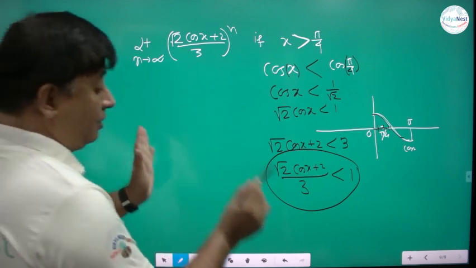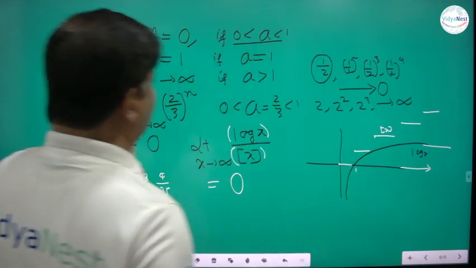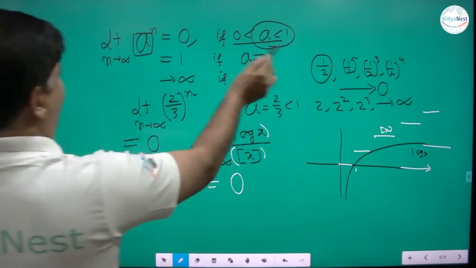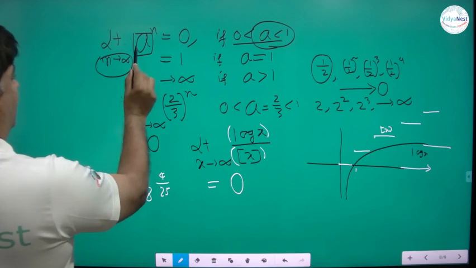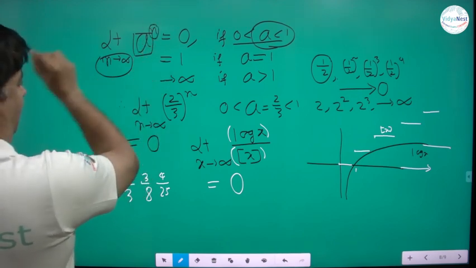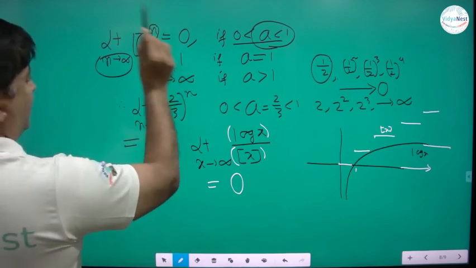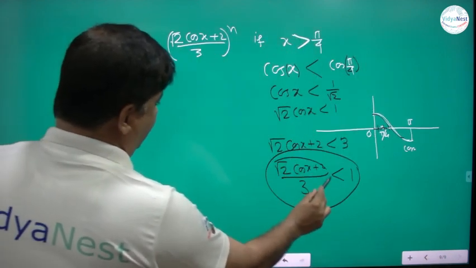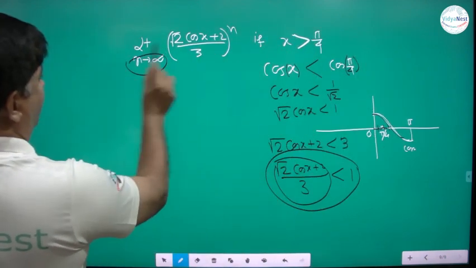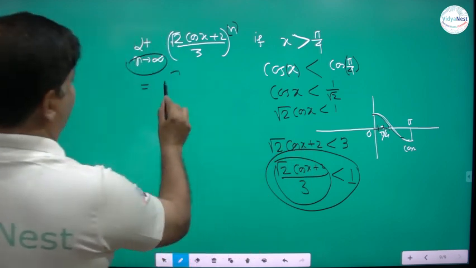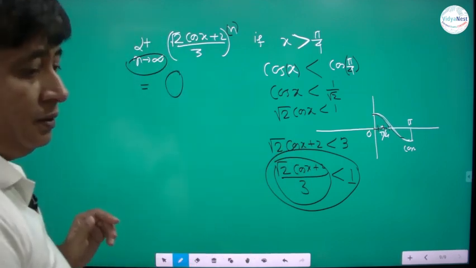So that formula which we have just discussed: if a lies less than 1, and n tends to infinity, whatever be the base not equal to 0, with power n it will converge to a finite limit 0. So here you see, that is a, n tends to infinity with power n, and a itself less than 1. So answer is 0. Okay.